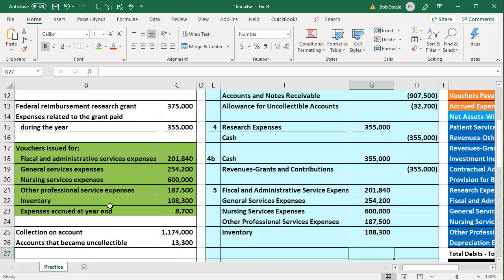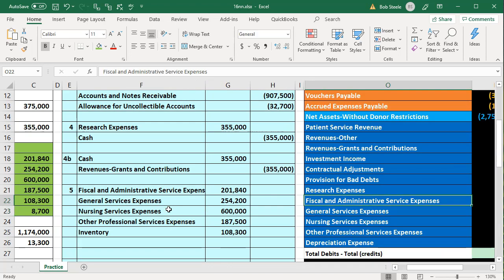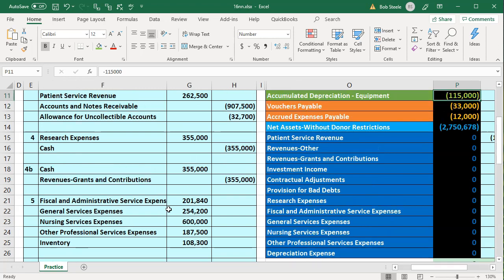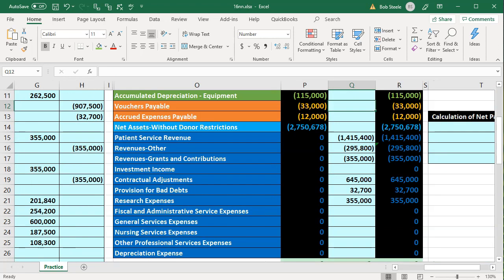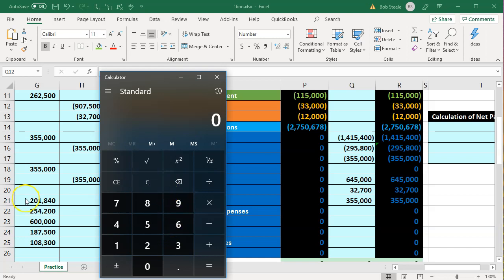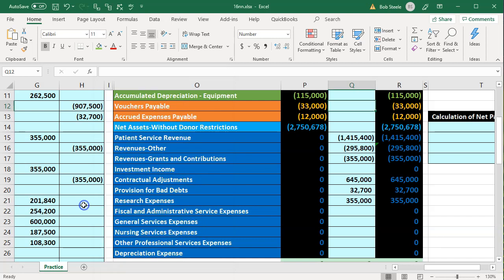And then we have the accrued expenses payable. So the accrued expenses payable is going to be $8,700. Now that would be kind of an adjusting entry. Let's see if there's anything in it at this point. Right now we have accrued expenses payable of $12,000. So we're going to take that $12,000 minus that $8,700. That's going to give us an adjustment of the $3,300. So let's pick that up.